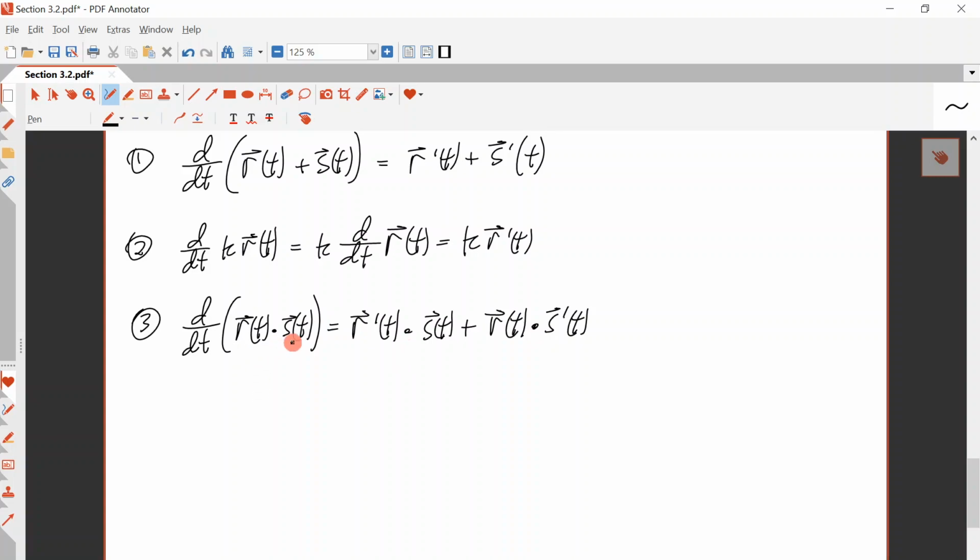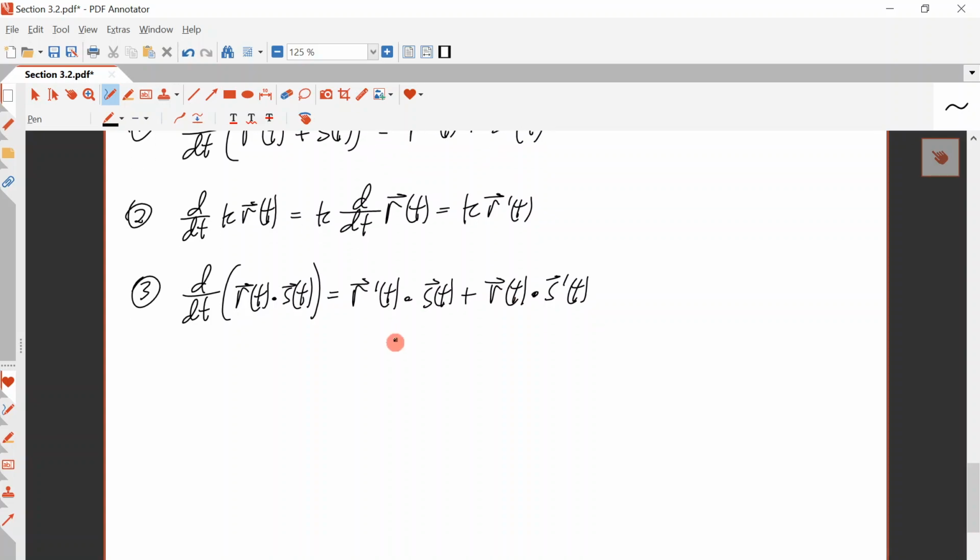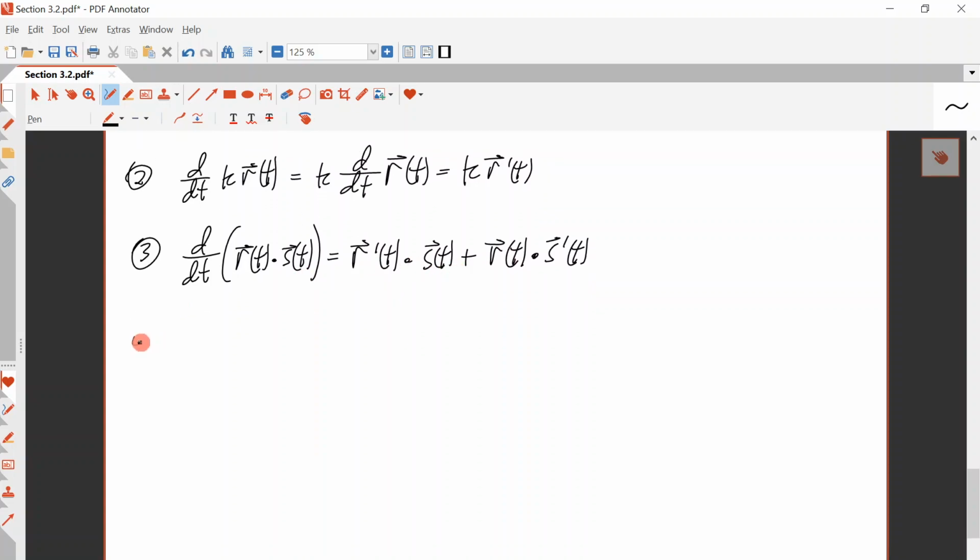Again, you take the derivative component-wise. And with the dot product, the derivative of a sum is the sum of the derivatives, and each term of the sum is the product of the x components, y components, and z components. So for each term, you use the product rule, which looks like that. So it's not quite as deep as it might seem. But anyway, there it is.